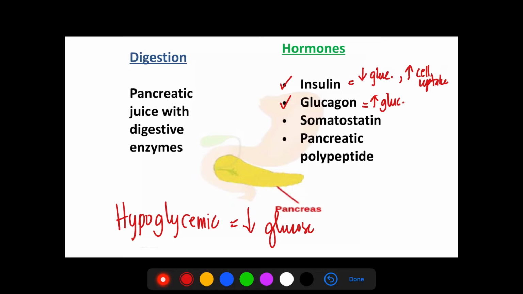Next, we have somatostatin. So this hormone plays a role in overall endocrine regulation, including growth and neurotransmission. So let me write that one. Neurotransmission. So that's the function of your somatostatin. And lastly, we have the pancreatic polypeptide, which self-regulates pancreatic endocrine and digestive secretion activities. So that's for the functions of your pancreas.